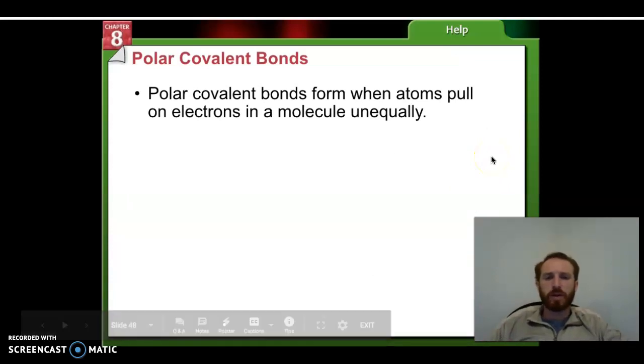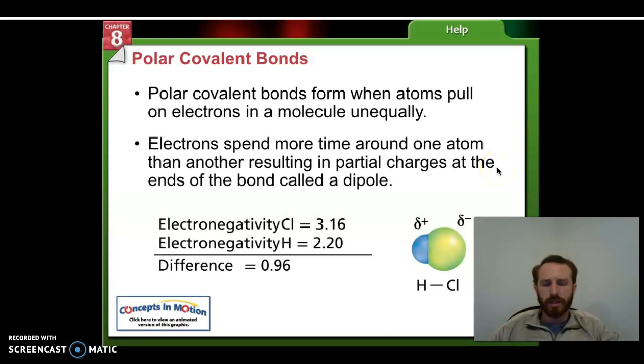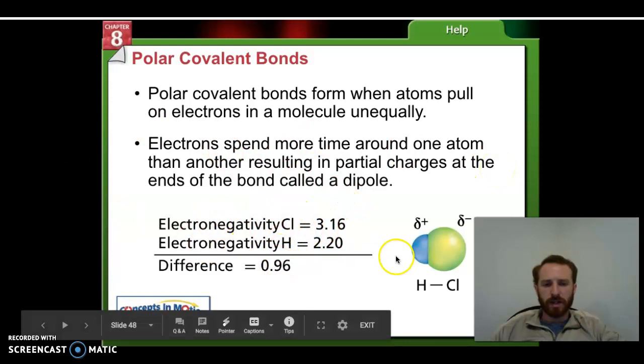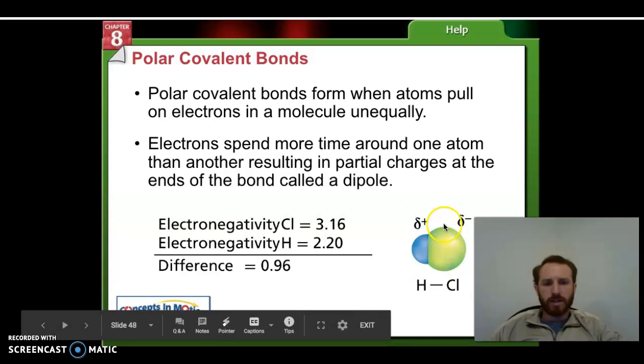A polar covalent bond forms when an atom pulls on electrons in a molecule unequally. And then we look at the difference, and if there is a greater difference where one pulls more than the other, then we call it a dipole because it has two poles to it, right? Dipole, two poles. So in HCl, the chlorine pulls the electrons more towards itself than the hydrogen, so much so that it's almost like the electrons spend the majority of their time around the chlorine and the hydrogen's kind of left over here on its lonesome.